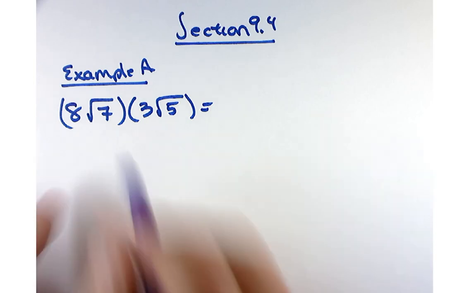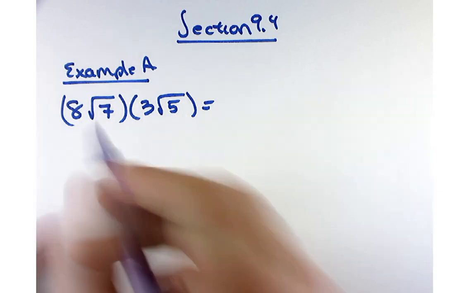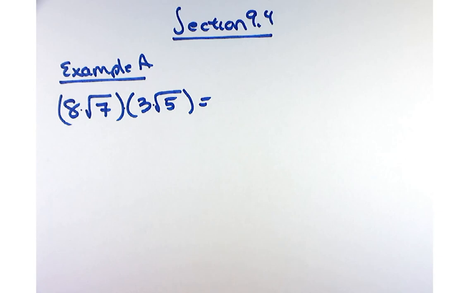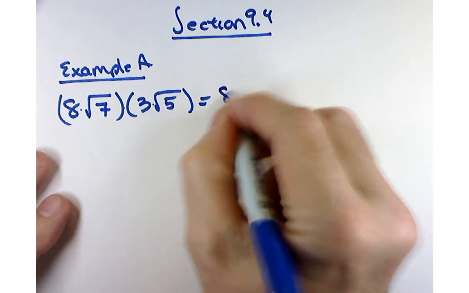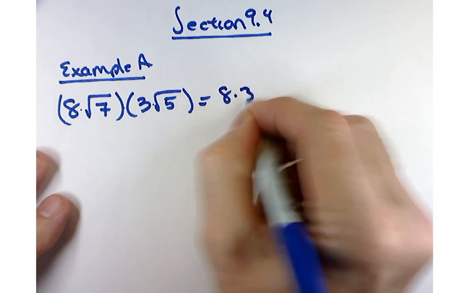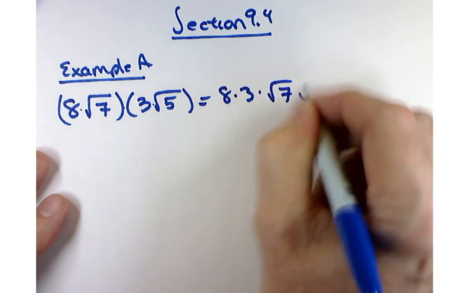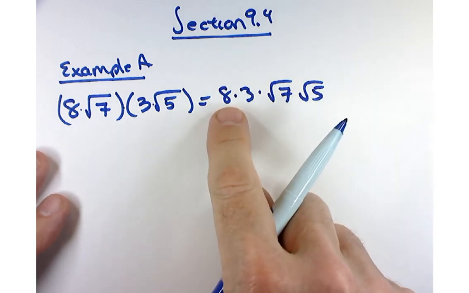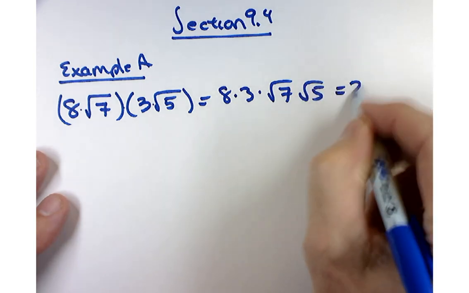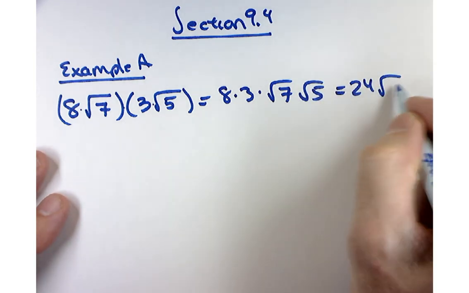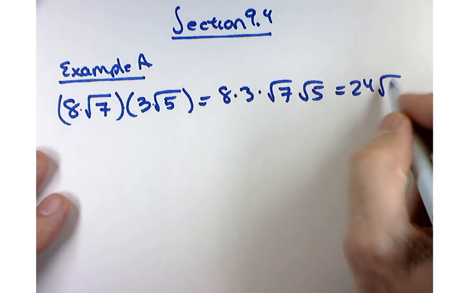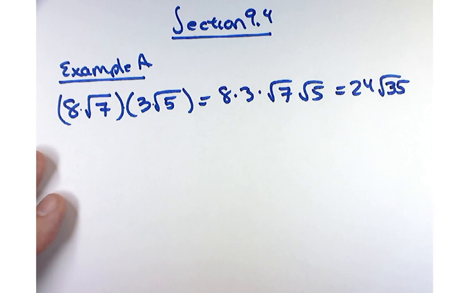Now, if you look at this, everything is being multiplied. 8 times this, times this, times this, etc. And the thing about multiplication is that you can switch the order. So for my convenience, I'm going to rewrite that as 8 times 3 times square root of 7 times square root of 5. And now, 8 times 3, that's 24. And square root of 7 times square root of 5, I can bring that together as square root of 7 times 5, or basically square root of 35.